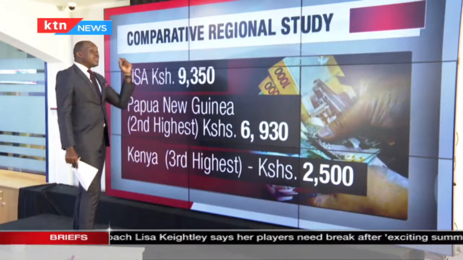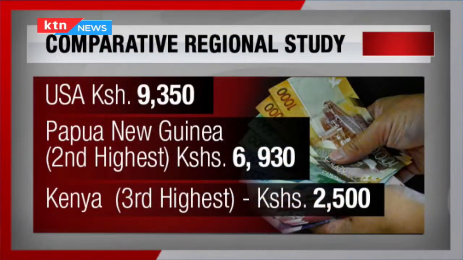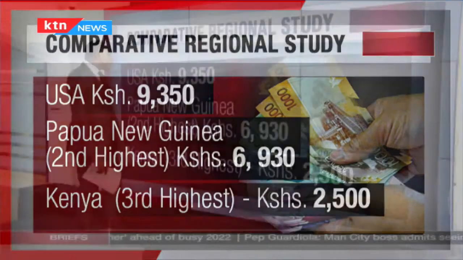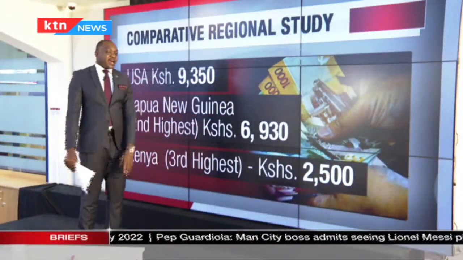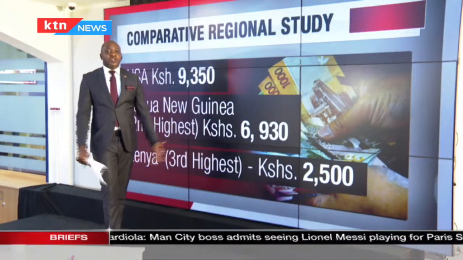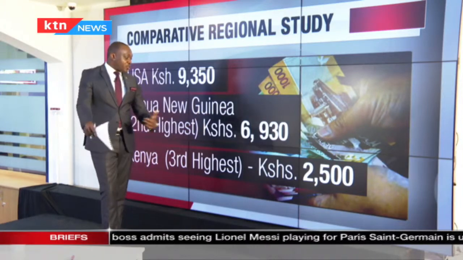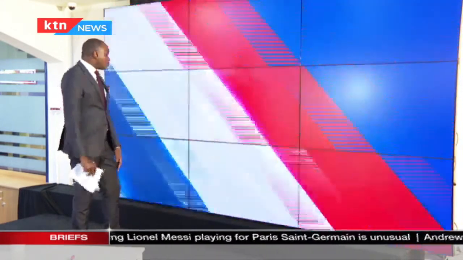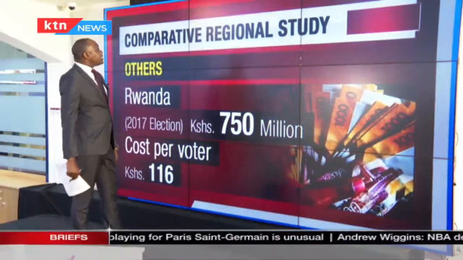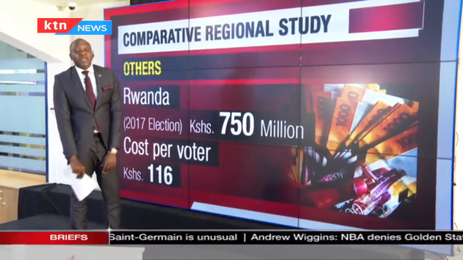This is the US. The average cost that they spend per voter is about 9,350. Followed by Papua New Guinea, which is about 6,000, and then Kenya sits there at $25, which is about 2,500 shillings if you multiply by 100. Right now, the exchange rate is about 110. Away from that, we look at the region, because Kenya is top in Africa, actually.